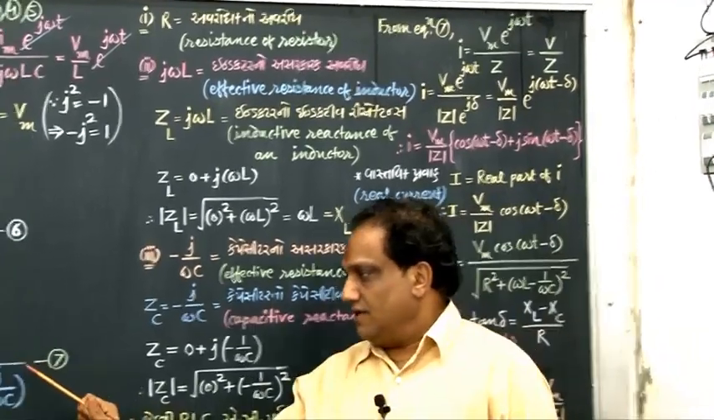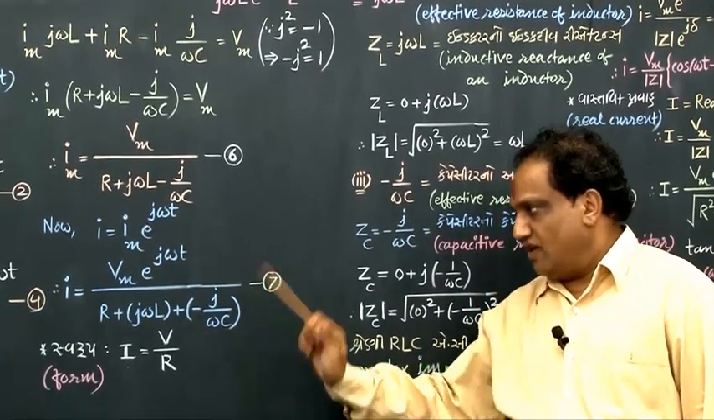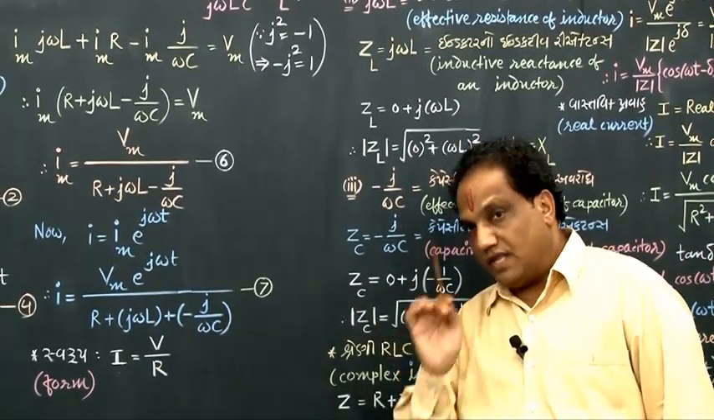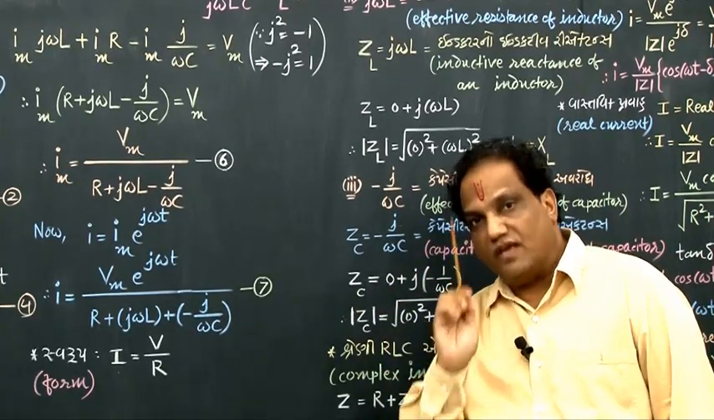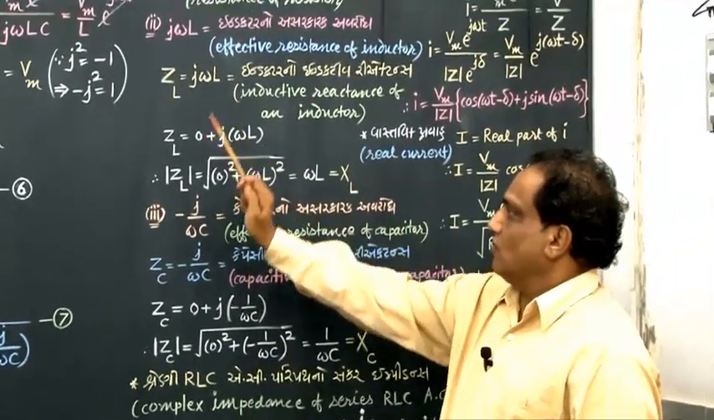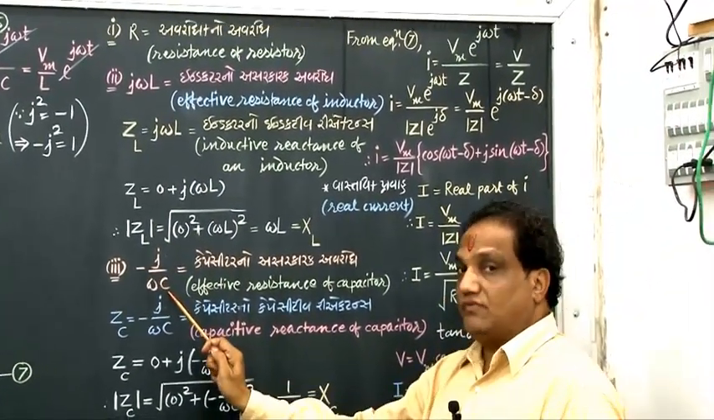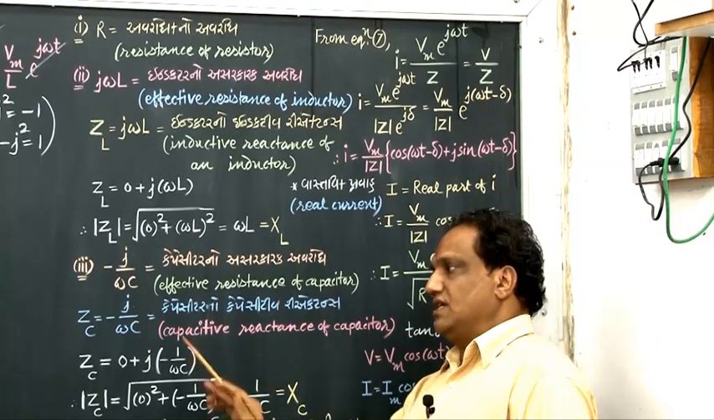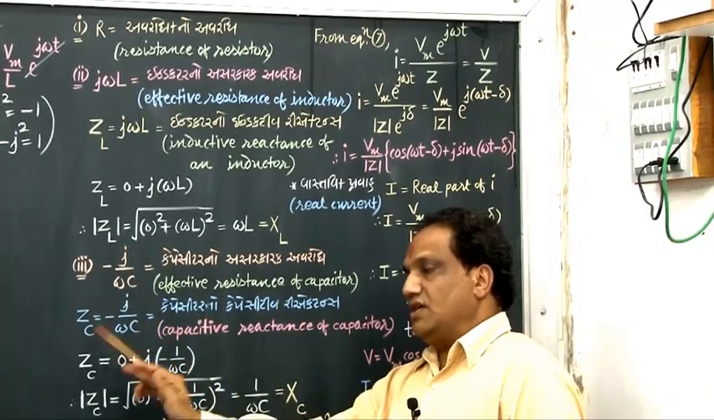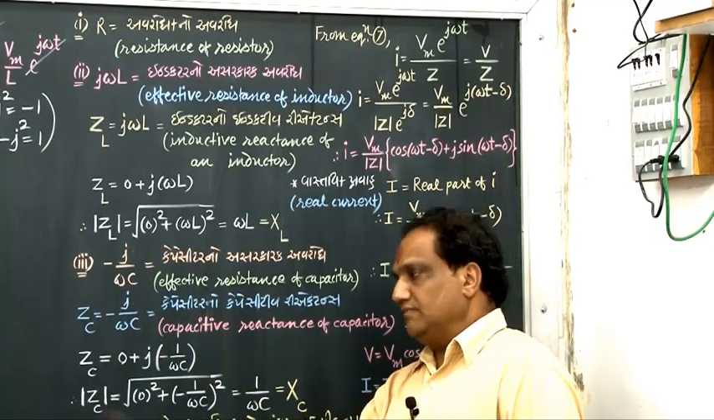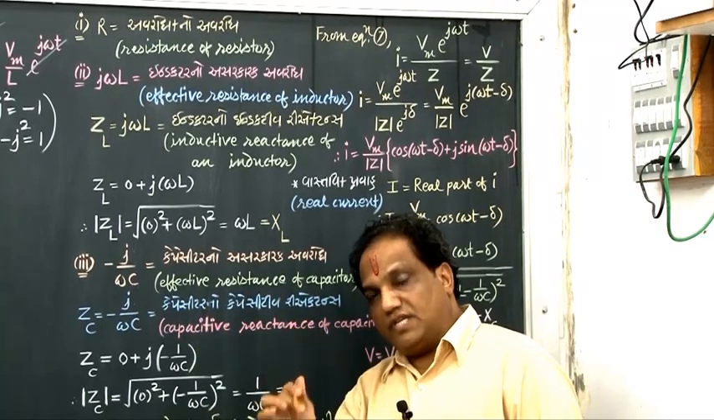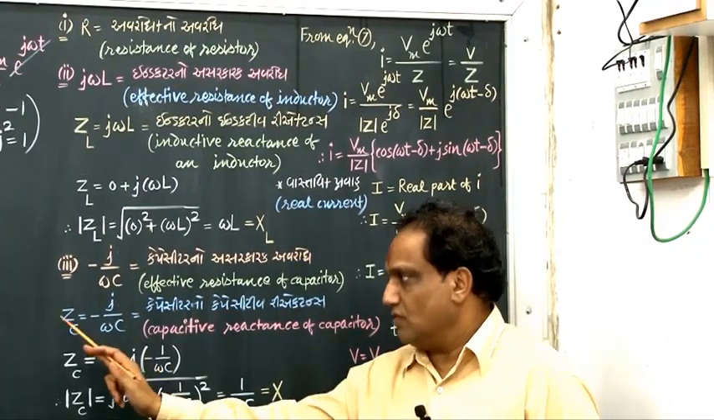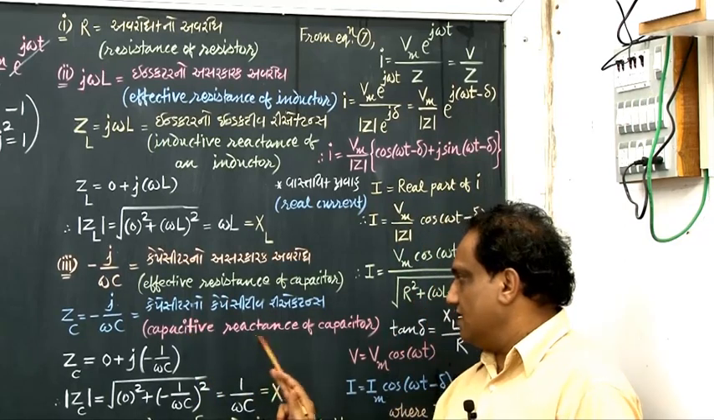Similarly, this term gives you the effect of a capacitor on the current, and that very term is known as the effective resistance of the capacitor: minus j upon omega C. We give it a new symbol ZC, where you must write C below Z. It is given another name, capacitive reactance of a capacitor, shown by symbol ZC.